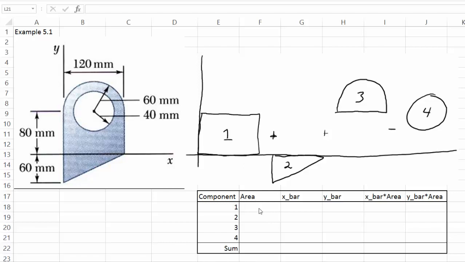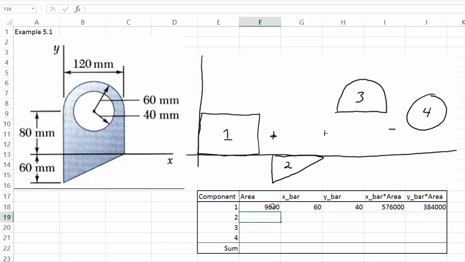Okay, let's figure this out. What do we have for body 1? Its area is simply the length times the width, so 80 times 120. What is X bar? It's going to be right in the middle, so the X bar of this one is 60. The Y bar is halfway up, so it's going to be 40. And now the X bar times area is literally X bar times area, and the Y bar times area is the Y bar times area.